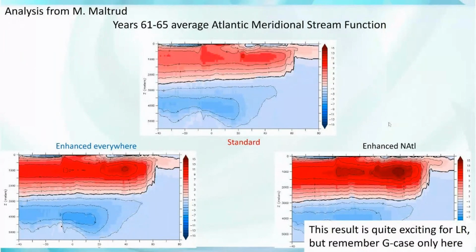So real quick, this is just the vertical profile, the 2D stream function. The bottom right is the enhanced North Atlantic. If we could get there, it would be great. That is something we'd be very happy with. So this is a run we're going to be looking at very closely moving forward.